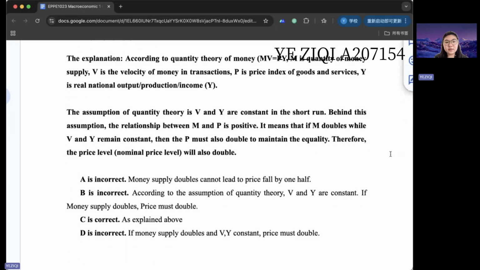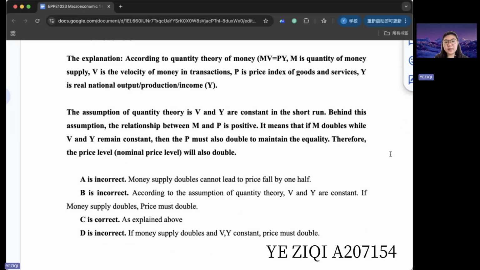The assumption of the quantity theory is that V and Y are constant in the short run. Under these assumptions, the relationship between M and P is positive. It means that if M doubles while V and Y remain constant, then P must double to equate. Therefore, the price level will also double.